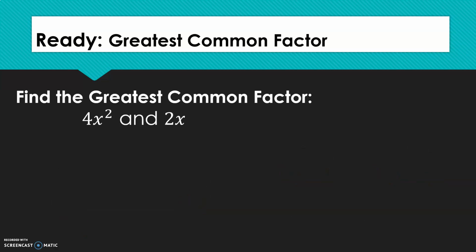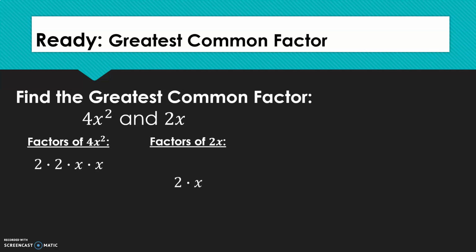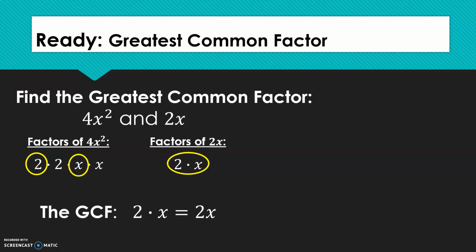Now let's look at finding the greatest common factor between terms with x in them. We'll list out the factors of both terms. The factors of 4x squared are 2 times 2 times x times x. And then we'll list out the factors of 2x, which is just 2 times x. Notice that these lists have something in common as well, a 2 and an x, which makes our greatest common factor 2 times x, which is equal to 2x.